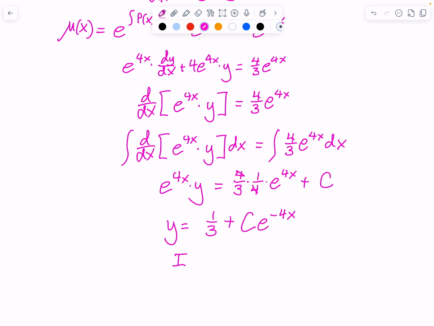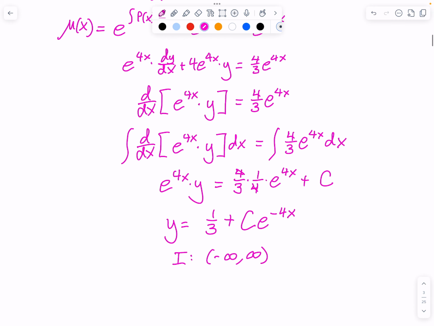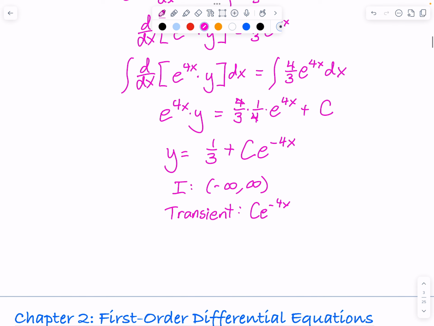Okay. And then I, again, there's nothing keeping me from putting negative infinity to infinity. And then the transient term is C e to the negative 4x because it goes to 0 as x goes to infinity. So there are the three things that they were wanting.